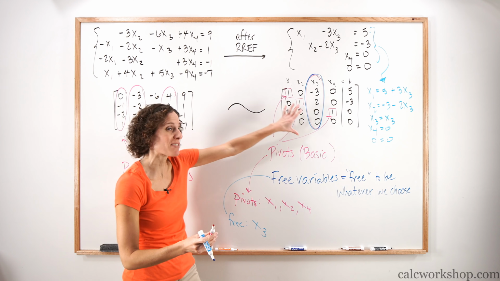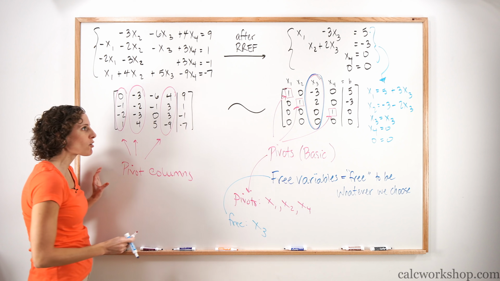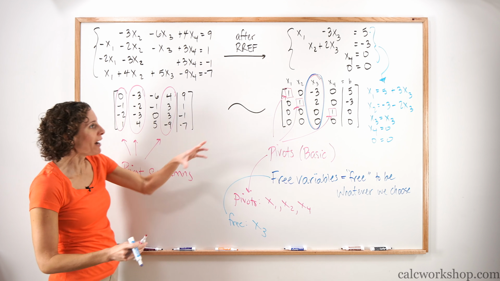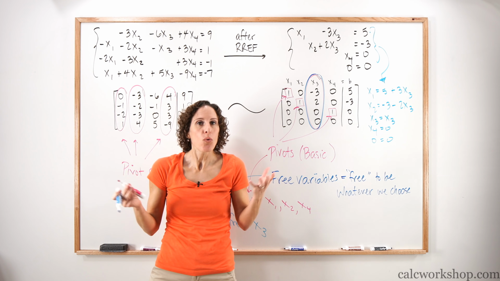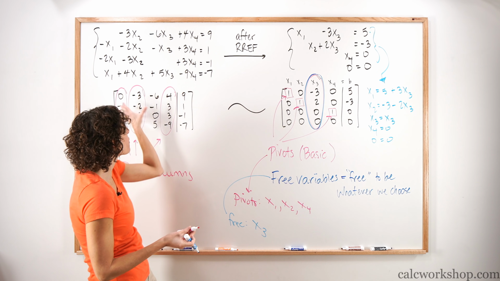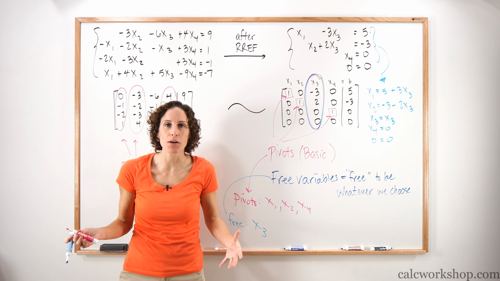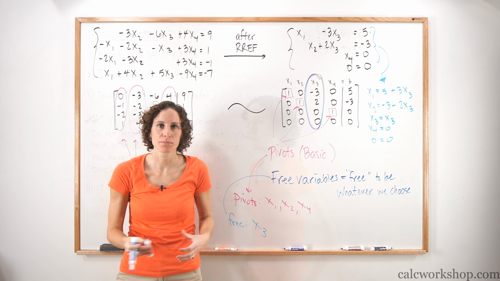So these are pivot positions. Our pivot columns go back to the original matrix. So now that we know what these things are called, what are we going to do? How are we going to get from this guy to that guy? Let's talk about the row reduction algorithm.